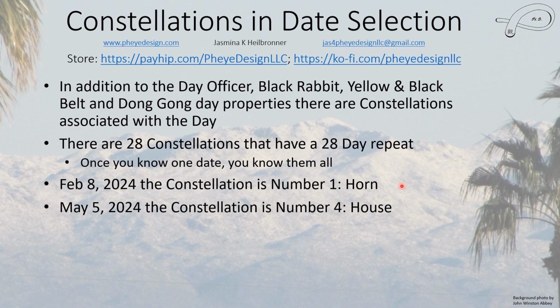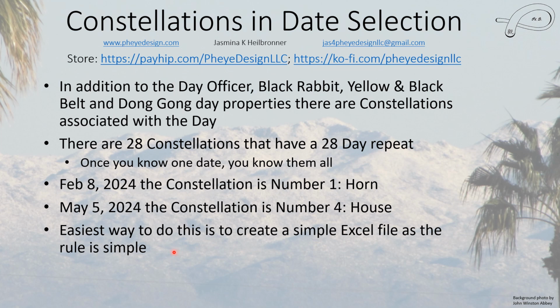Now, just to give you some dates, on February 8th of 2024, this is the first appearance in the Wood Dragon year where we have the constellation of Horn. And that's the first one, and I'm going to show you the order in just a second. And if you wanted to check, May 5th, which is the start of the snake month, the constellation is House. Not that this makes a big difference, I just picked two dates. Now I do this through a simple Excel file to be able to know what today's date is.